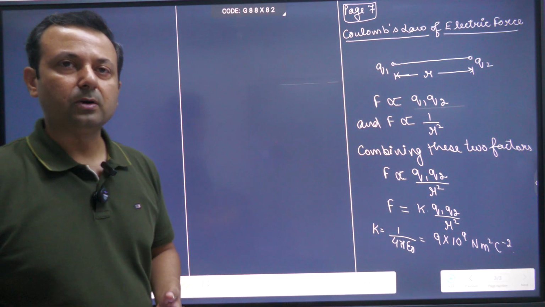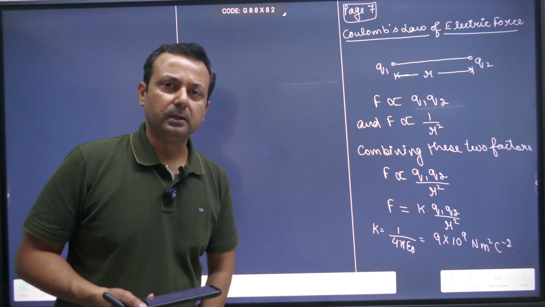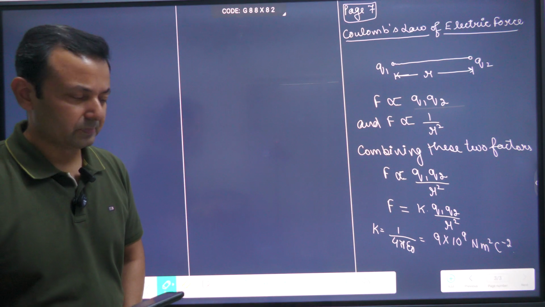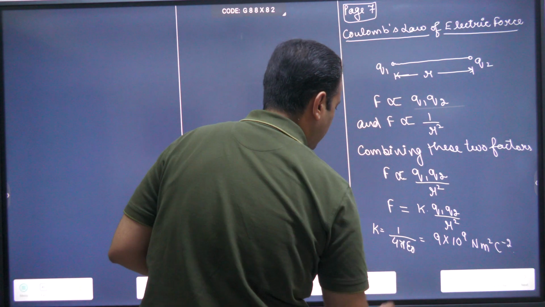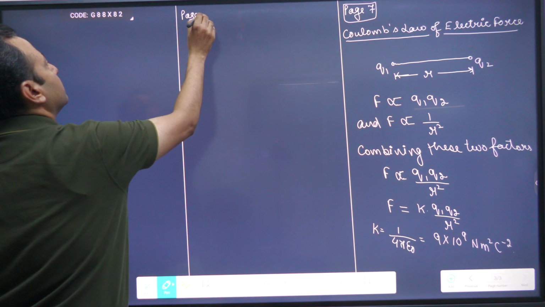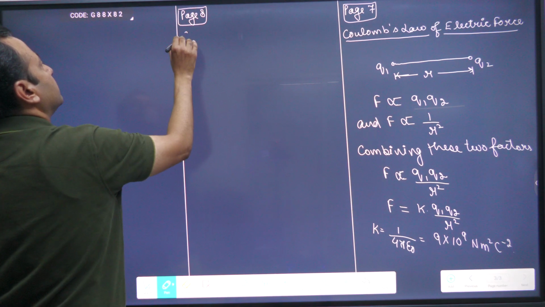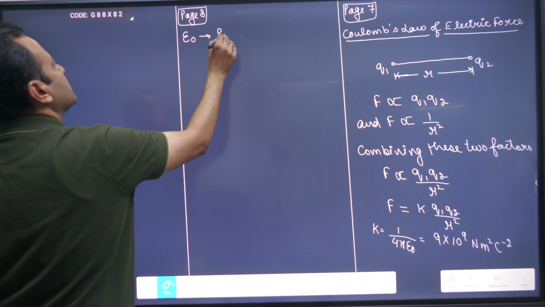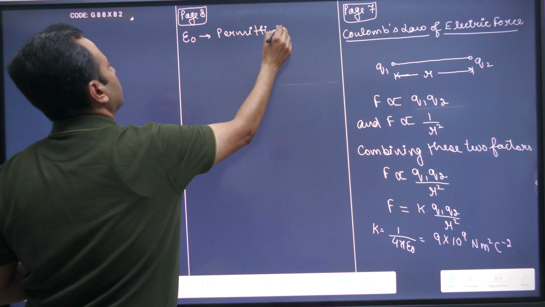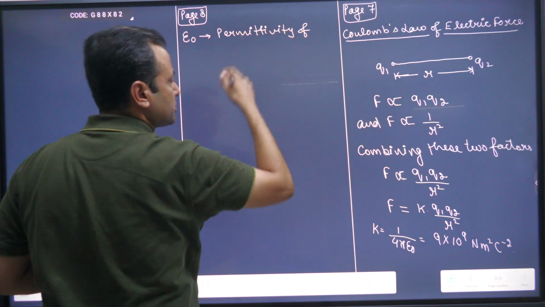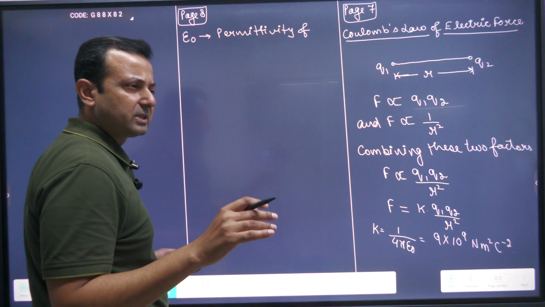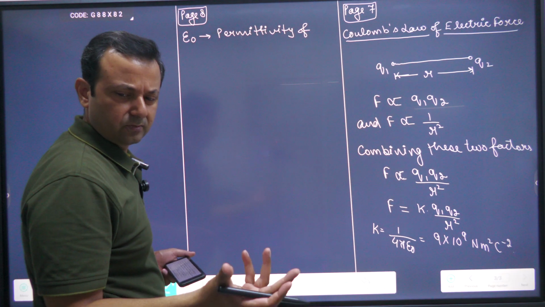So the value of this K, the proportionality constant, is 9 into 10 to the power 9 Newton meter square per Coulomb square. Here, what is this epsilon naught? Epsilon naught is the permittivity of free space. It also has a unit and a value. Its value is 8.854 into 10 to the power minus 12. But that is not required; it is not asked in the question.